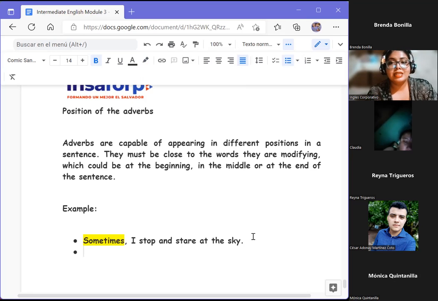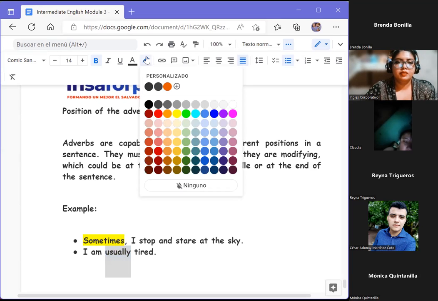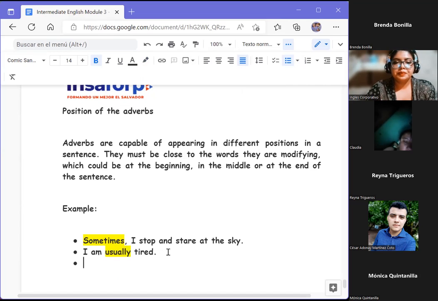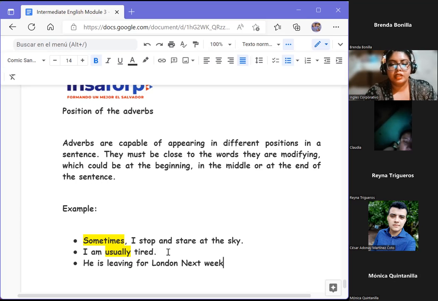Then we have the second one, which is in the middle: "I am usually tired." And the third one is at the end of the sentence: "He's leaving for London next week." So in this case, we have it at the end of the sentence.